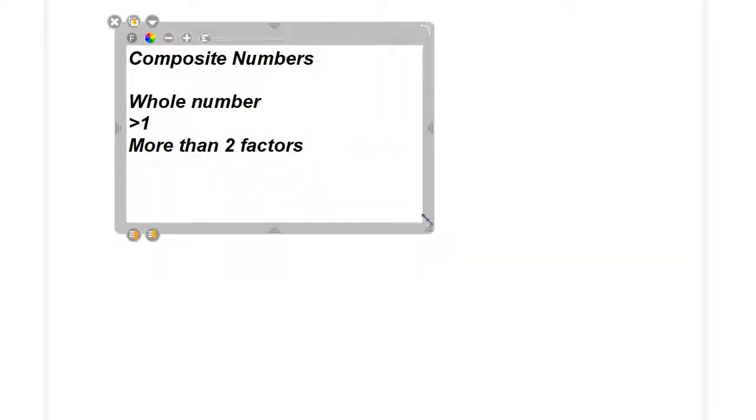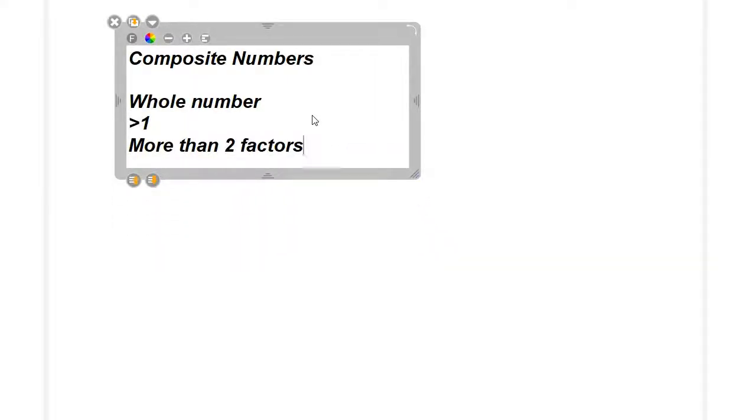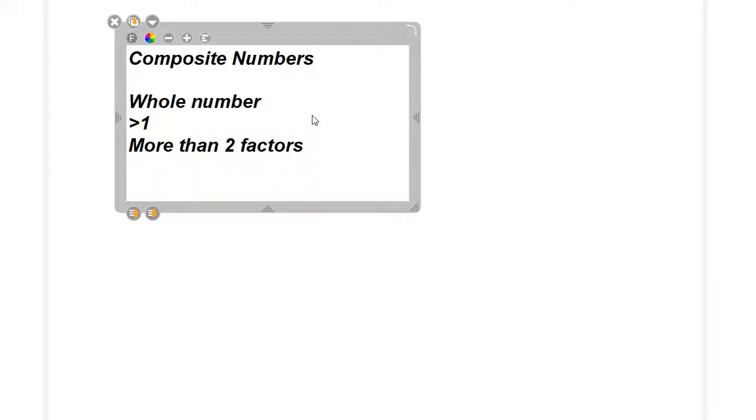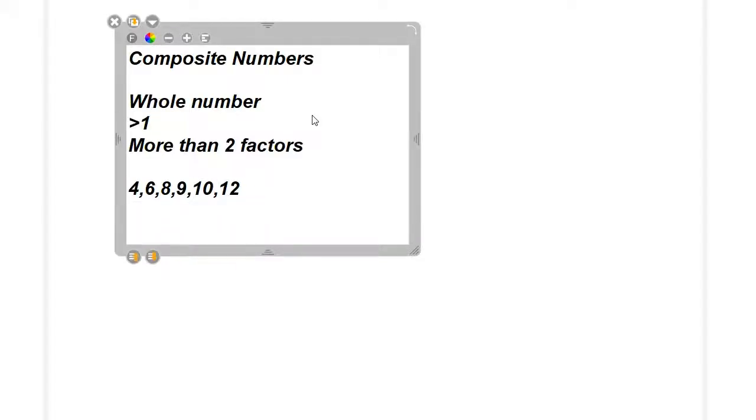So for composite numbers, these are the characteristics, and let me give you some examples of composite numbers. It will be, sorry, not 2, because 2 is a prime number. Let me see, 4, 6, 8, 9, 10, 12. Okay, these are examples of composite numbers, and I'll explain why in a second.